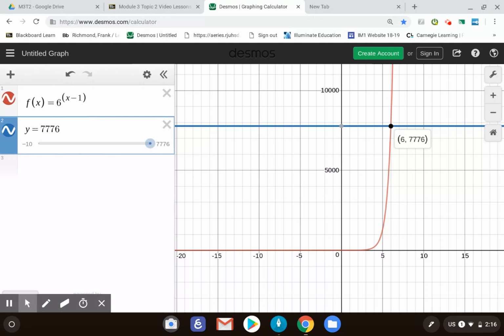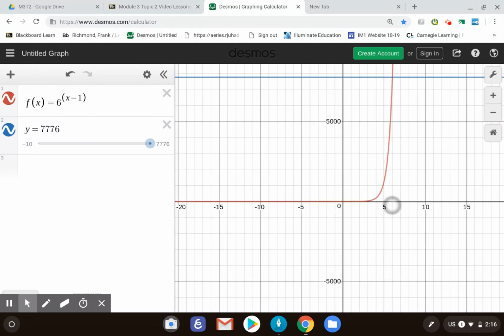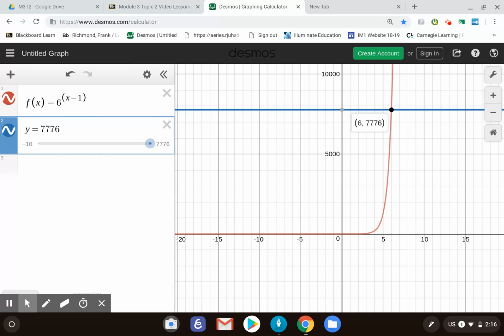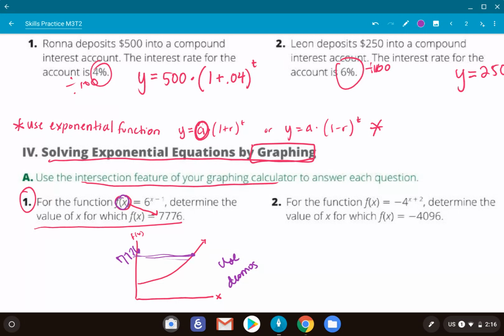And it's going to equal that when x is equal to 6. So if we go to the x down here on the 6, f of x will be 7,776. So on the x-axis, it's 6. So when it says which value of x, when x equals 6, f of x is going to be 7,776.